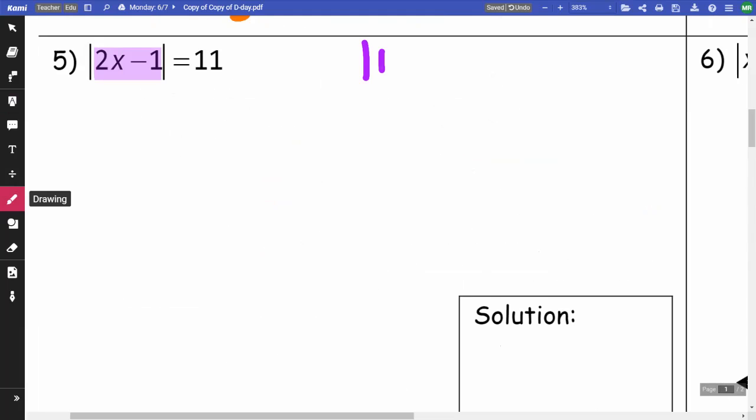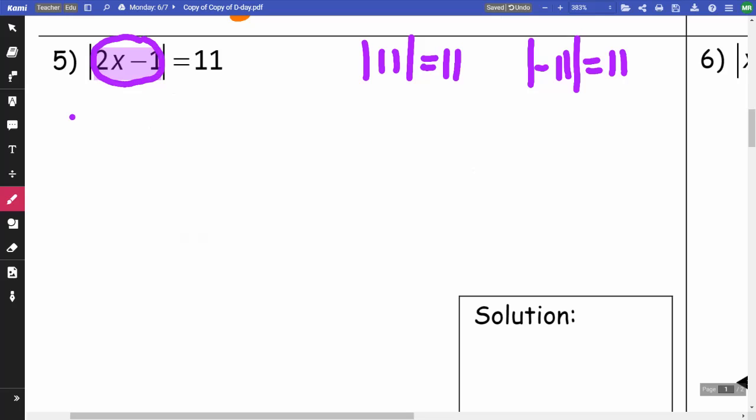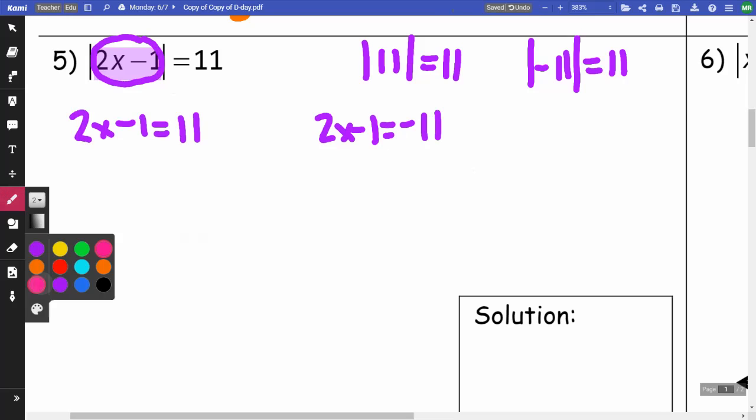Remember, that could have been an 11 because the absolute value of 11 is 11, or I could have had a negative 11 in there because the absolute value of a negative 11 is 11. So I am going to take this 2x minus 1 and set it equal to 11 to see what makes it an 11, and set it equal to negative 11 to see what would have made it a negative 11. And then I'm going to solve both of these.